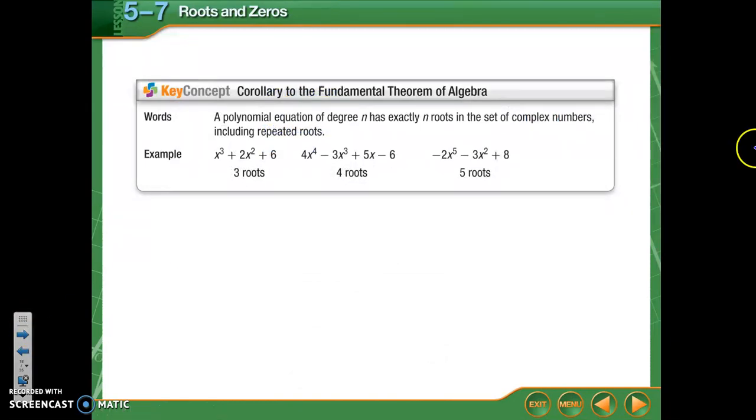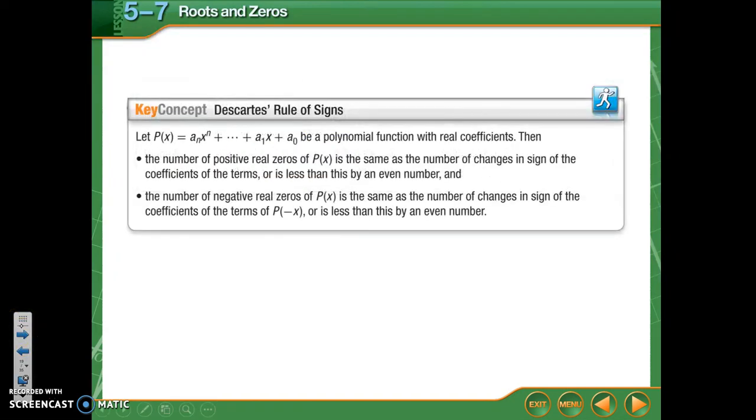Okay, and this is just what we've been saying. If I have a polynomial equation that has degree n, I'm going to have n roots. So whatever my degree is tells me how many roots I'm going to have, or how many solutions. All right, let's take a second to look at Descartes' rule of signs. Okay, so Descartes' rule of signs says we have a polynomial function, and it has real coefficients.